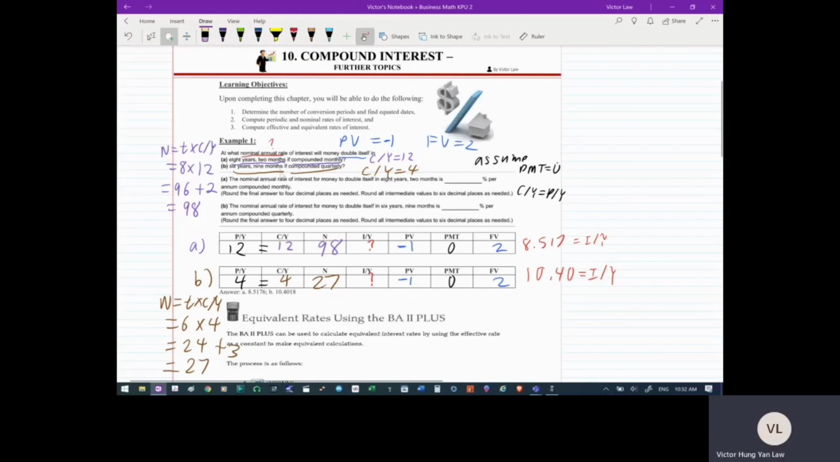And then we have 9 months. So in 9 months, we have 3 quarters, because each quarter is 3 months. So that's why we have 24 plus 3. That gives you the 27. And that's our N for part B.